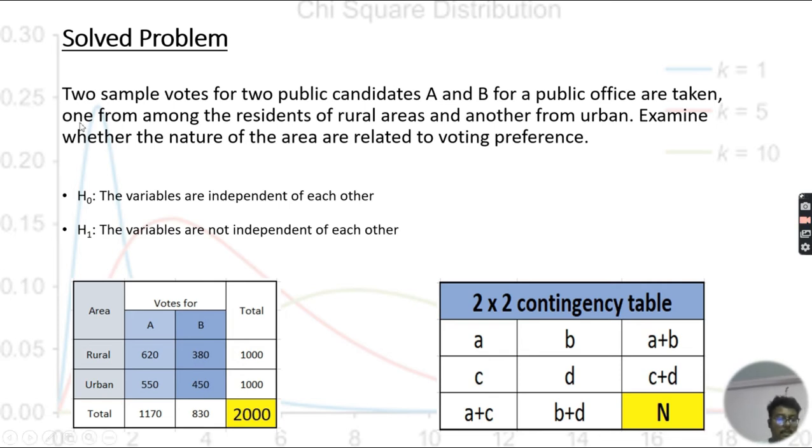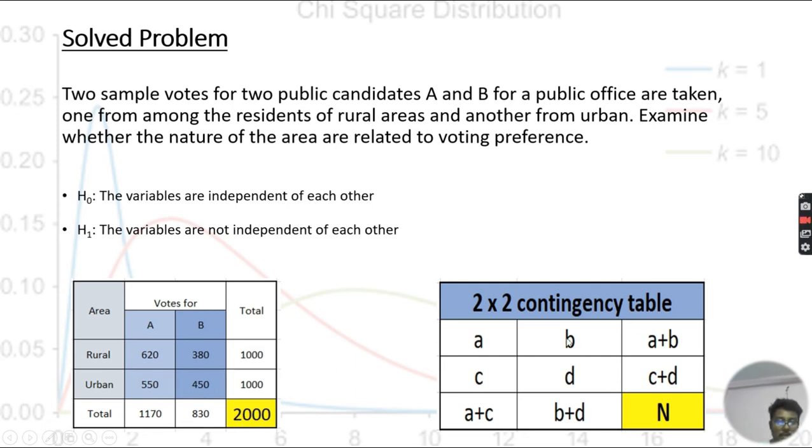Now, see, this is the hypothesis which we have developed. The null hypothesis is the variables are independent of each other, and the alternate hypothesis is the variables are not independent of each other. See, this is the table given. Among rural areas, people who voted for A is 620 and the people who voted for B is 380. Again, in the urban areas, the people who have voted for A is 550 and people who have voted for B is 450. So the total is 1000.